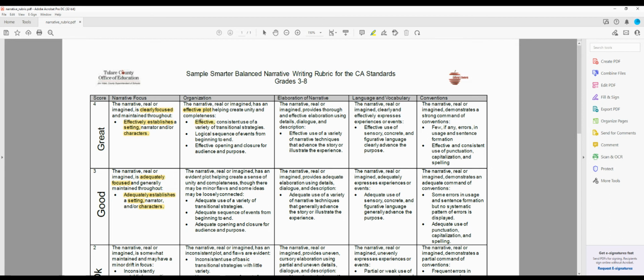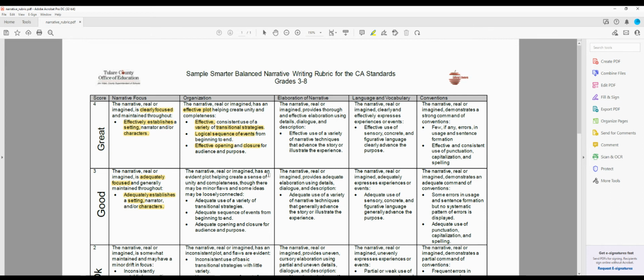So there's that word effective again. Effective, consistent use of a variety of transitional strategies, logical sequence of events from beginning to end, effective opening and closure for audience and purpose. And we're going to talk about how to start a good beginning and how to do a good closure or good ending. Let's take a look at a good paper, number 3.